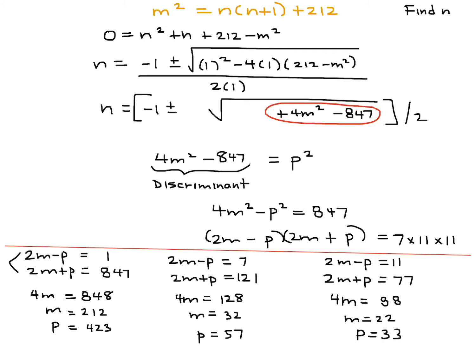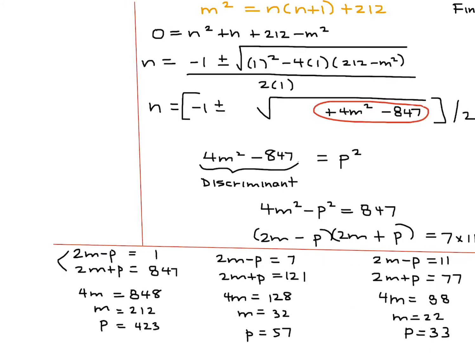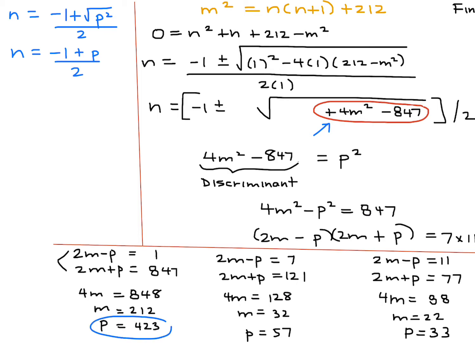All right, I think I can do it all on one page. So now I've got the value of this. I've got a few of them actually. N is equal to minus 1 plus or minus 1. I'm going to use the positive one, of course. And since this is the square root of p squared, it eventually becomes p, all over 2. So the n formula is very nicely simplified to just minus 1 plus p over 2. So now all I have to do is put these values of p in, and I can solve for n.